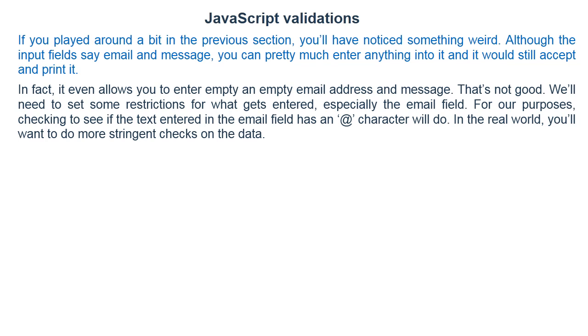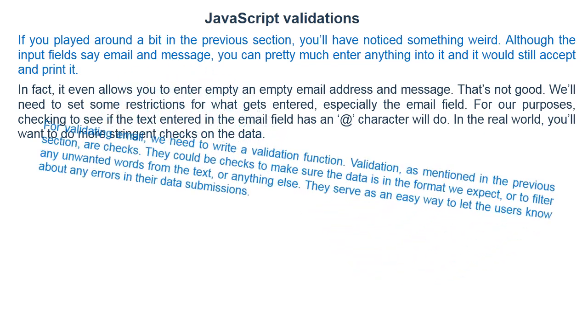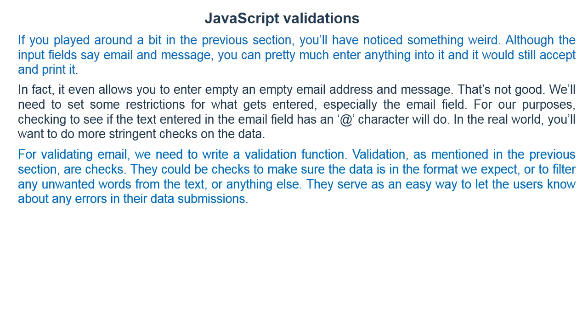For our purposes, checking to see if the text entered in the email field has an @ character will do. In the real world, you will want to do more stringent checks on the data. For validating email, we need to write a validation function. Validations, as mentioned in the previous section, are checks. There could be checks to make sure the data is in the format we expect, or to filter any unwanted words from the text, or anything else. They serve as an easy way to let the users know about any errors in their data submission.